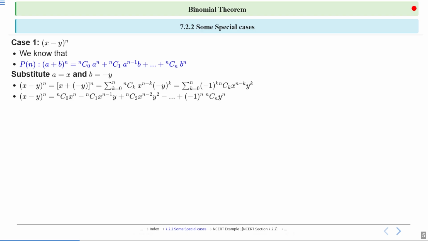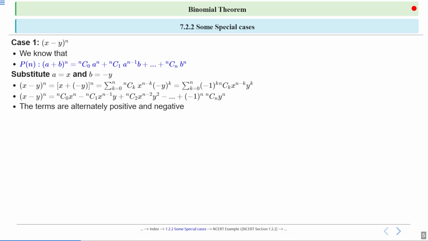Now simplifying further, we get x minus y whole to the power n is equal to nC0 x to the power n minus nC1 x to the power n minus 1 times y plus nC2 x to the power n minus 2 times y square plus dot dot dot, okay, and so on, plus minus 1 to the power n nCn y to the power n. Okay.